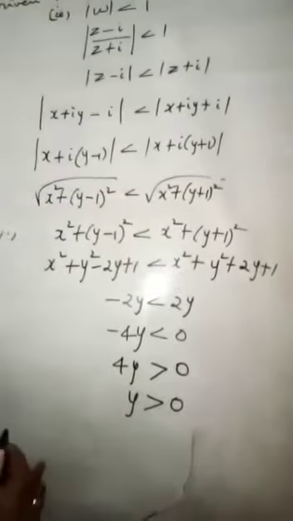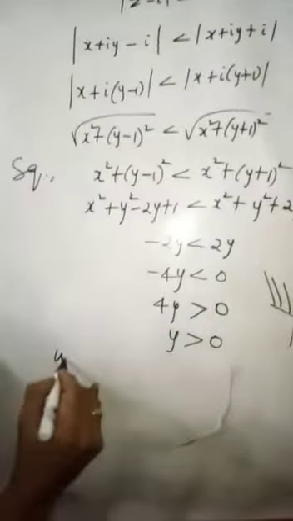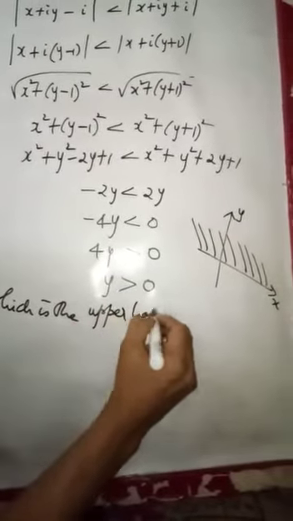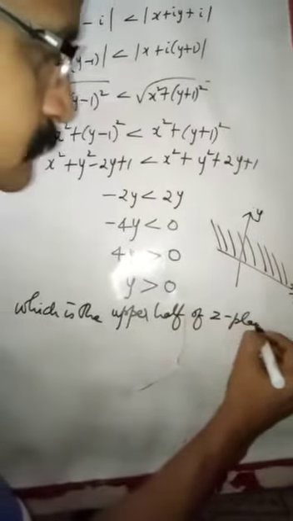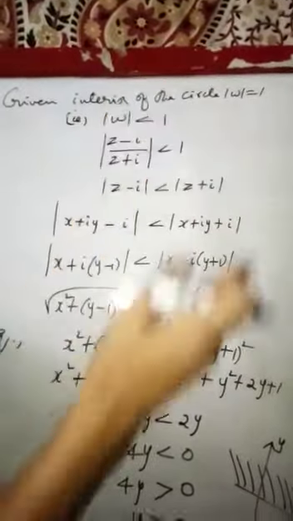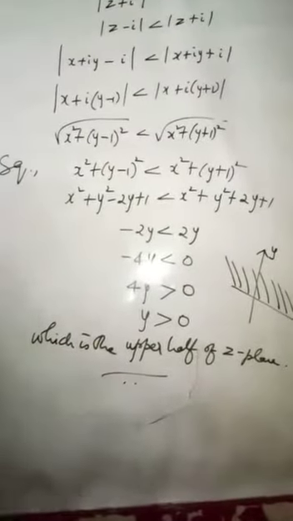How will you say y greater than 0 in words? These are the positive y values. This is y greater than 0. How will you write this in words? It is the upper half of the z plane. So given that the interior of the circle mod omega equal to 1 in the omega plane, its image in the z plane is the upper half of the z plane. So this proves this problem.